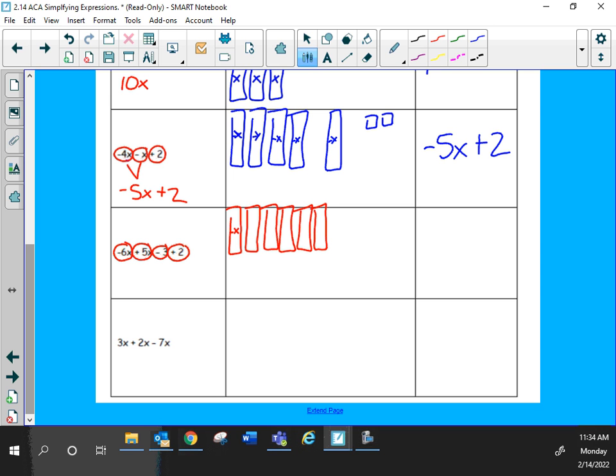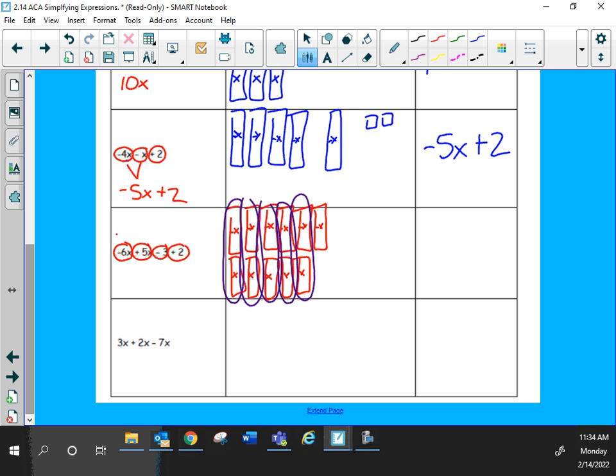Again, I just show that they're negative, either by shading or by putting a negative. Okay, I've modeled this one. For the 5x's, squares or rectangles? Rectangles. 1, 2, 3, 4, 5. Do I have any 0 pairs with the x's? 5 0 pairs. Okay, what do I have left over? 1x, and it's a negative x.